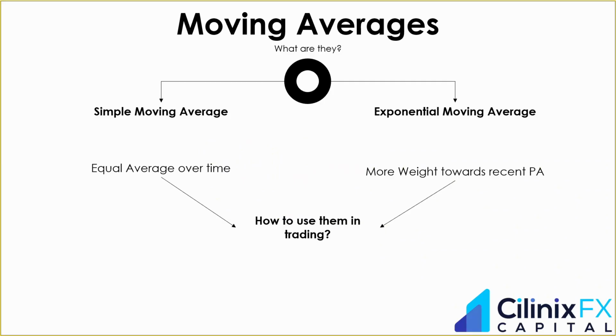First I will tell you what moving averages are exactly, then I'll tell you about the two main types of moving averages, which are the simple moving average and the exponential moving average. I'll tell you what the differences are between those two, and I'll also tell you how to use them in trading. I have two ways to use them, to give you an idea of what they can mean to you.